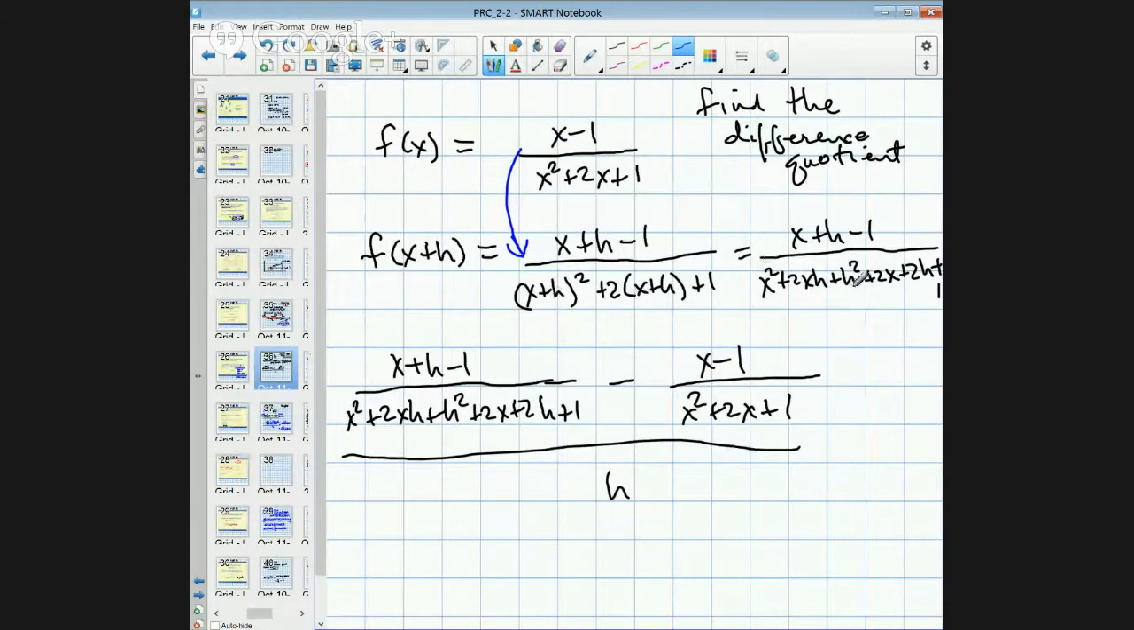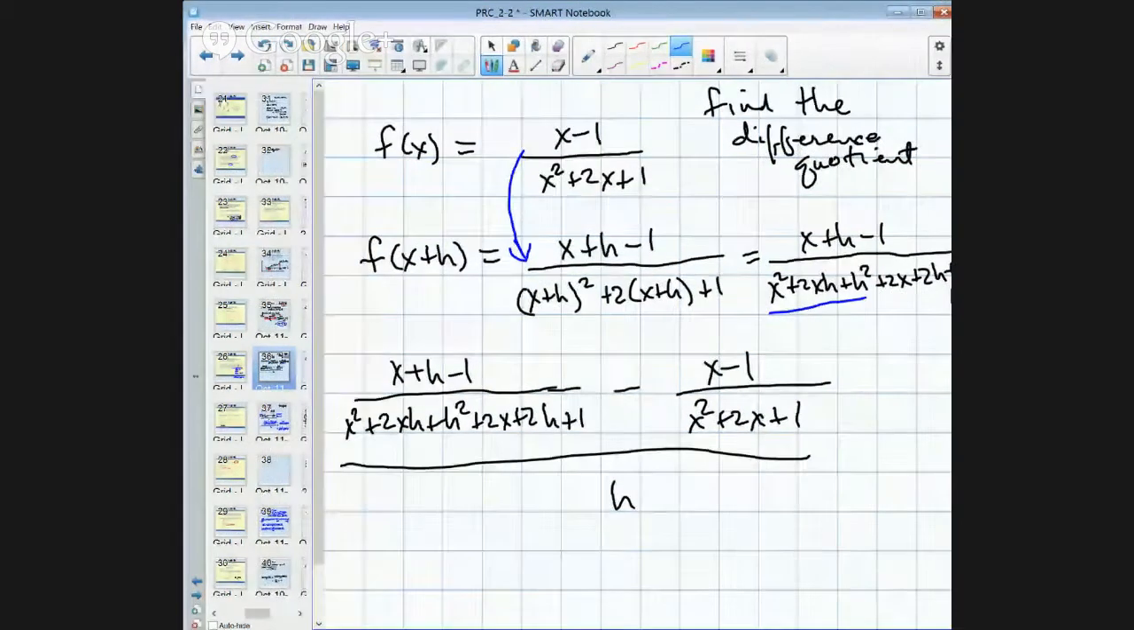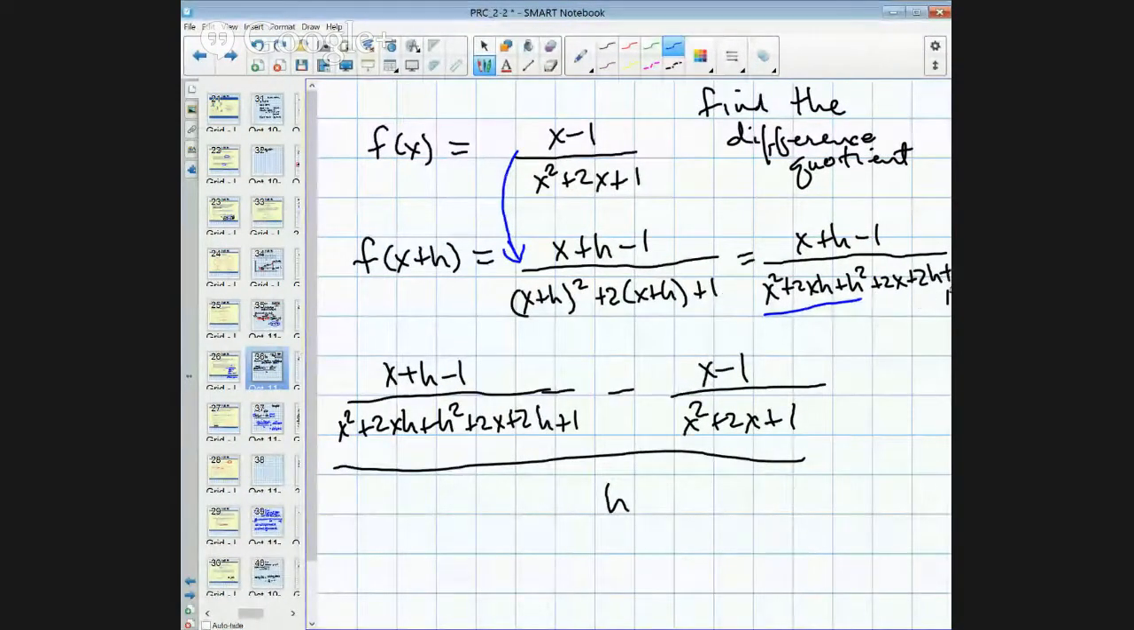And then over here, well, I had to square x plus h. Do you remember how to do that, guys? It's not just x squared plus h squared, right? You get the middle term, the 2xh. And then here I just multiplied by 2. Yeah, I'm off the screen a little bit there. Well, yeah, the plus 1, I ran out of space, so I put it on the bottom there. See that? Okay.